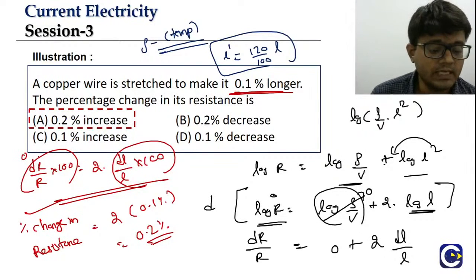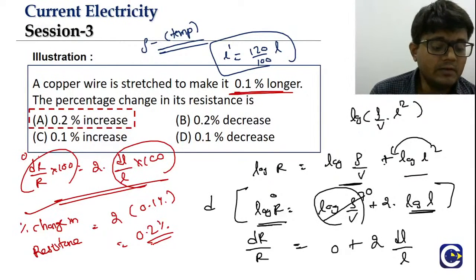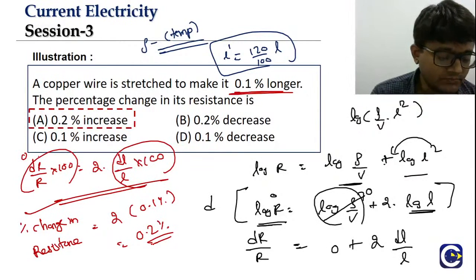Check, students, the answer you got. So it will be 0.2%, but it is increasing. Okay? So Mythili, Aditi, you should check and tell whether you are able to get the answer or not.